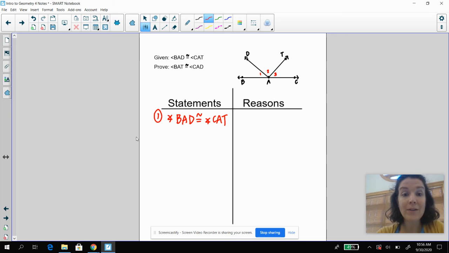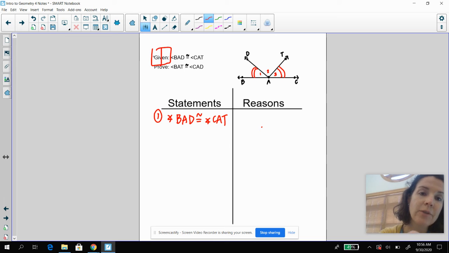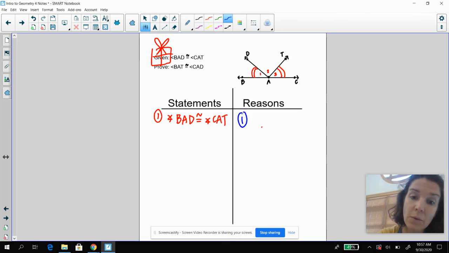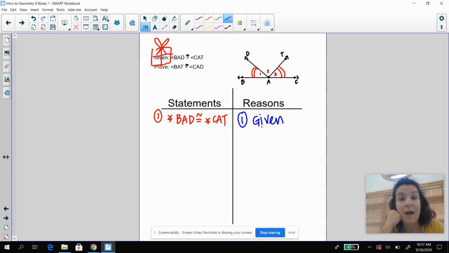All right, so we are given a set of information. We are given that angle BAD is congruent to angle CAT, and you want to think about this given as a gift. It's a wonderful little present. Look at how cute it is, tied up with a bow. This is a huge present. This is giving us a lot of information, and the reason why we're allowed to say that these two are congruent to each other is because it's given to us. So that's all we have to write in this first step.